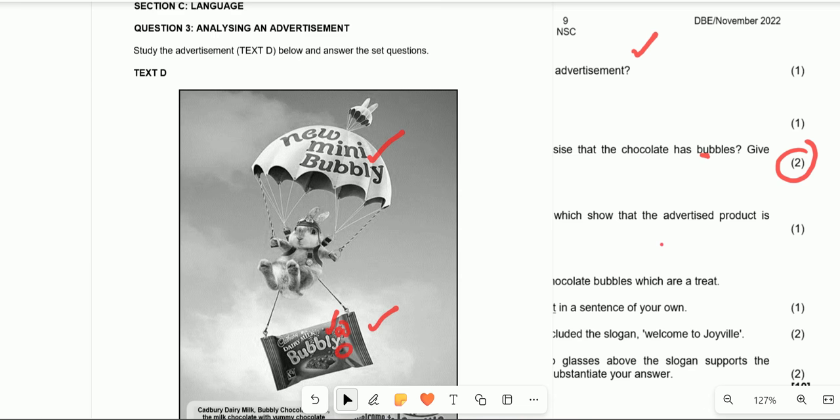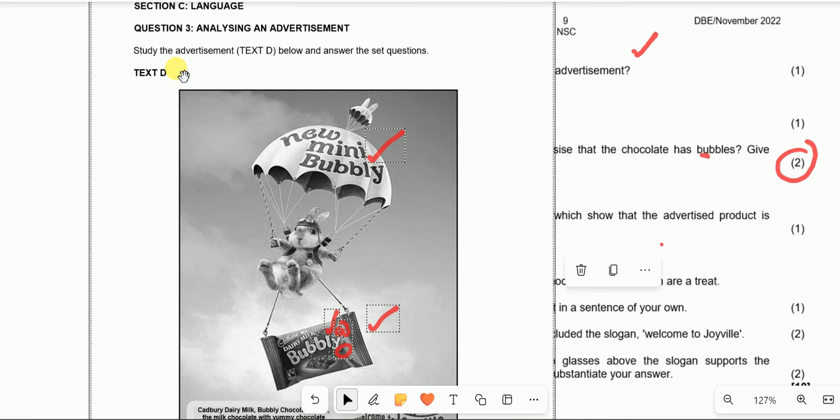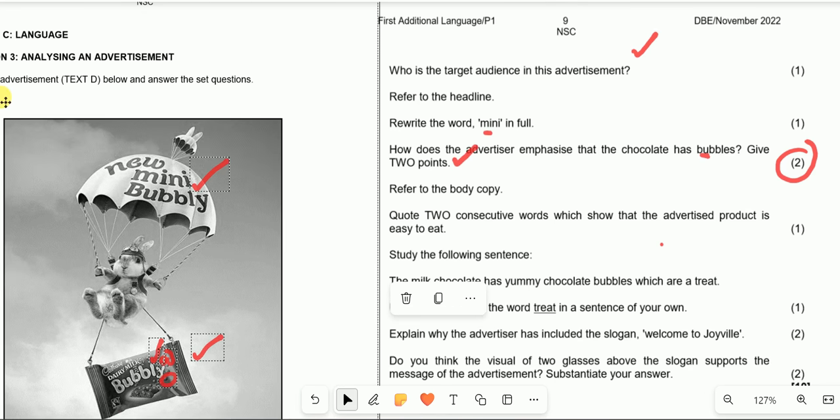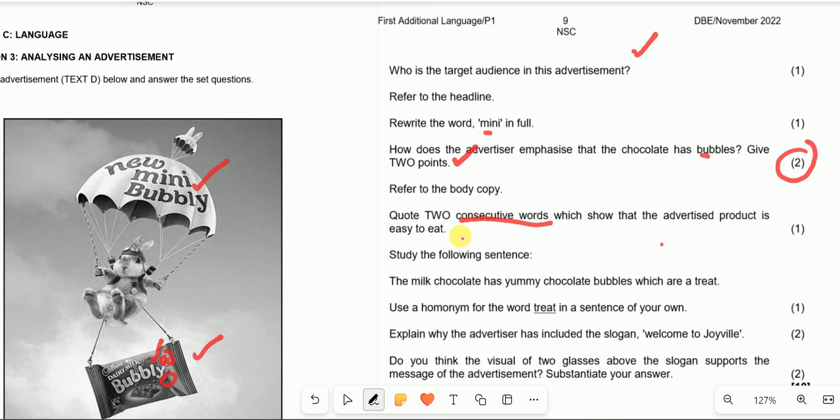Now let us go to another question. Quote 2 consecutive words to show that the advertised product is easy to eat. Please, with the question of quoting and consecutive words, it means they follow one another in that sentence. And then don't exceed the required number of words when quoting. If the examiner says quote 3, don't quote more than 3. And I would advise that to show that you are in grade 12, you must be in a position to use quotation marks and enclose them. And then we only need 2 consecutive. Remember, consecutive means words that follow one another in a sentence.